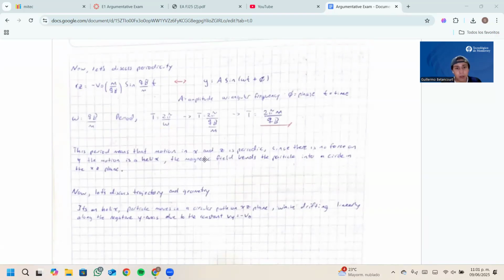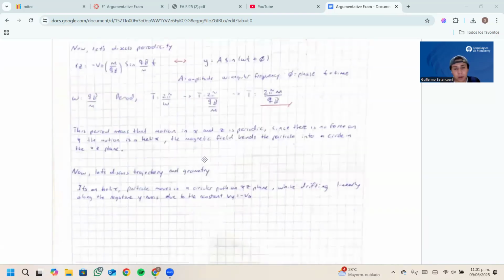So now, this period means that the motion in X and Z is periodic, since there is no force on the Y motion, and the motion is a helix. The magnetic field bends the particle into a circle in the XZ plane.